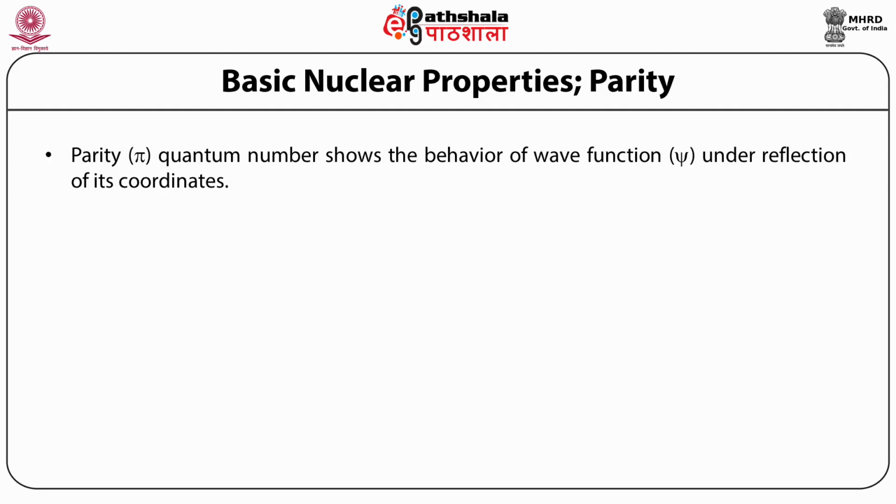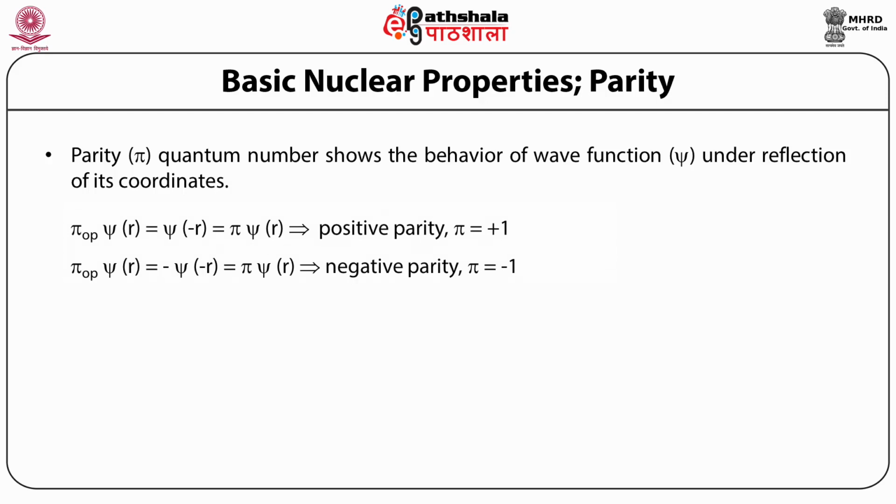Here the parity is an operator. When this wave function psi of r is operated upon by the parity, we can get either psi of minus r, which is equal to pi psi of r, that is positive parity. So if the wave function is unchanged after reflection of its coordinates, then we say that the nucleus has positive parity.